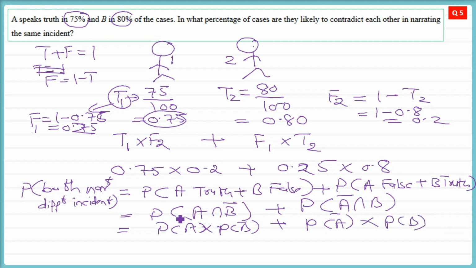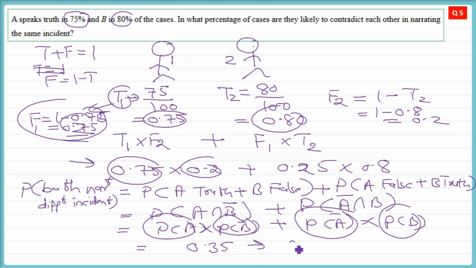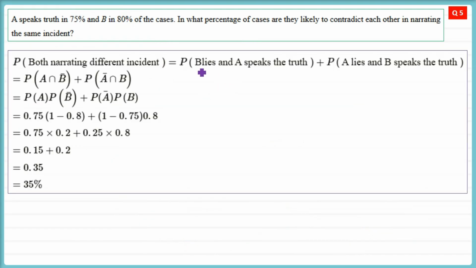So what is the probability of A? 0.75. P(B bar) is 0.2 from here. P(A not), A is false, is 0.25, and P(B), truth of B, is 0.8. These are all the values from when I was discussing the reasoning. When you compute, it is going to come as 0.35. Since it is given in percentage, it will be 35%. So this is how we are going to write. Now this expression is very important in this case.